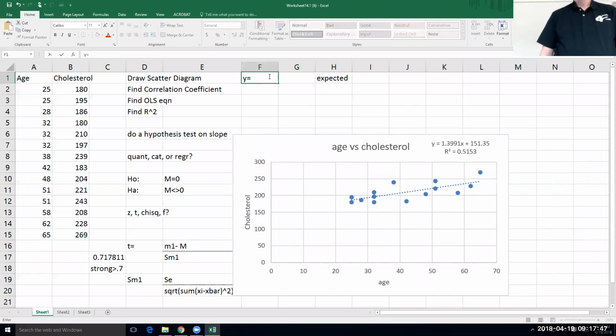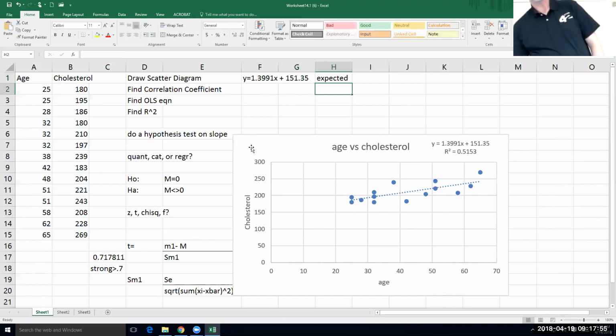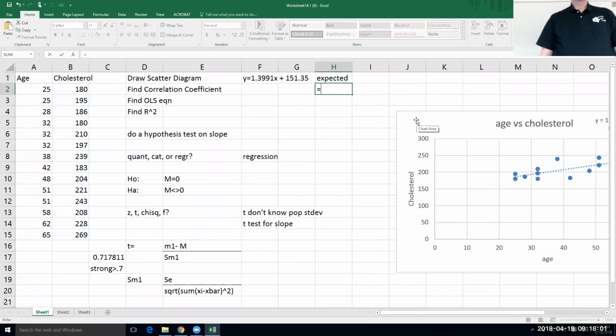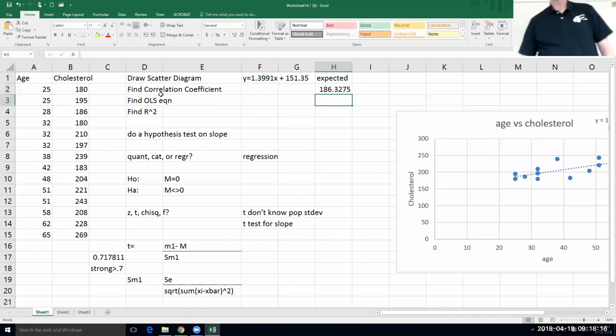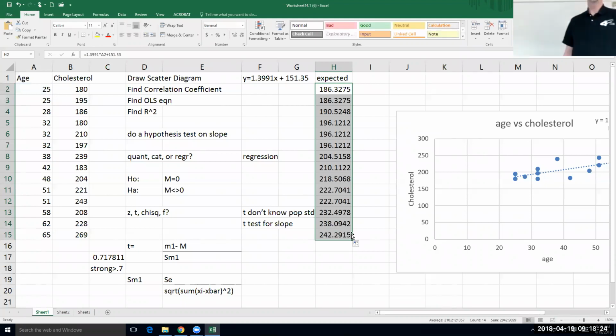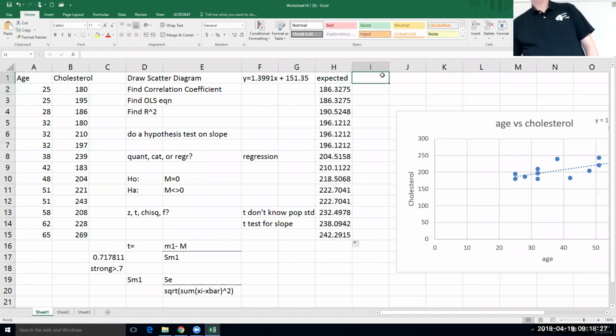Y equals 1.3991x plus 151.35. Okay, so my expected value for this first one is going to be equals what? 1.3991 times A2, yeah, 25 plus 151.35. Okay, I'm going to copy this down for all of these. Okay, and then Jessica, what do we do next?